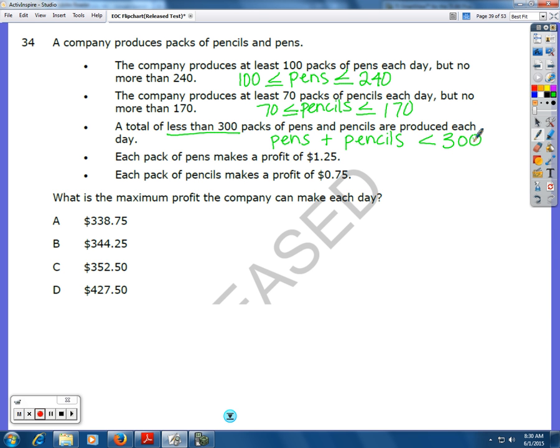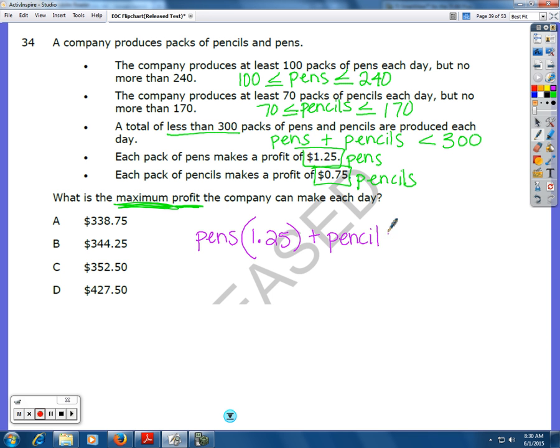Each pack of pens makes a profit of $1.25 for pens, and 75 cents for pencils. What is the maximum? That means the most profit, the most money they can bring in each day. So I know that however many pens times $1.25 plus however many pencil packs times 75 cents each, that'll give me the maximum profit, or the profit made. So I want to put as many pens and pencil packs that I can. That's going to give me the most money.